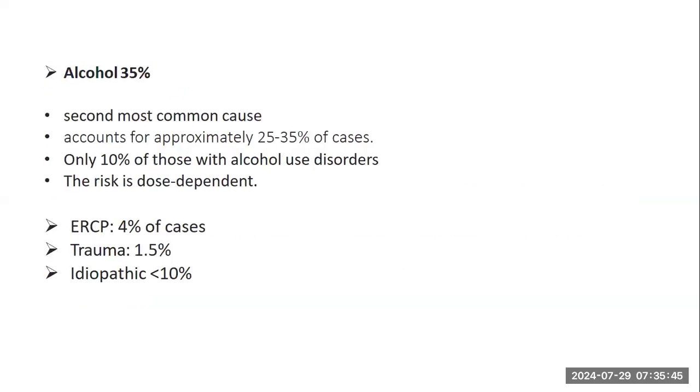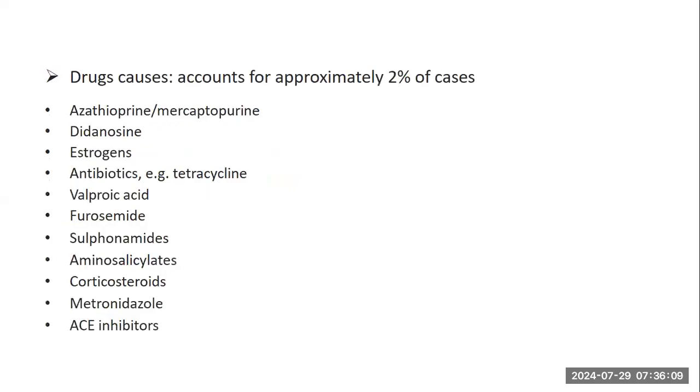Alcohol is the second most common cause, accounting for approximately 25 to 35% of cases. However, only 10% of patients with alcohol use disorder would come down with acute pancreatitis. And the risk of developing acute pancreatitis is dose dependent. ARCP accounts for 4% of cases, trauma 1.5%, idiopathic less than 10%.